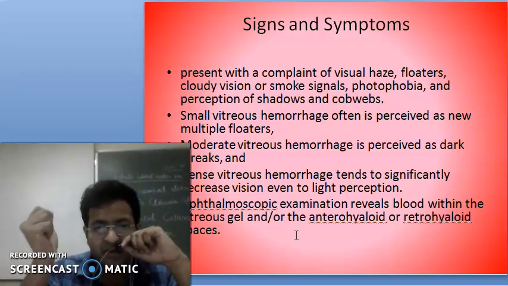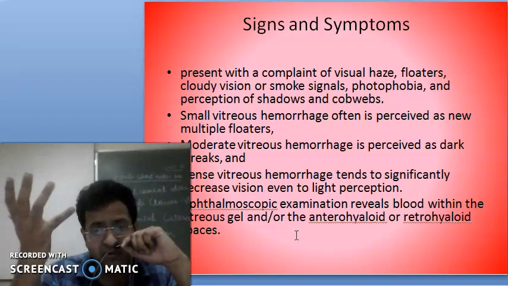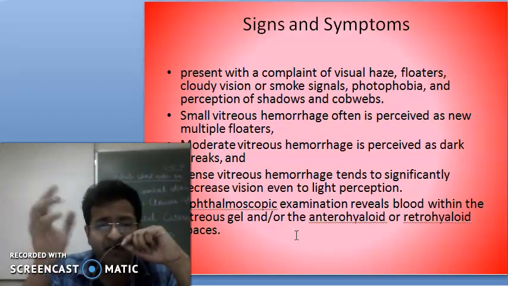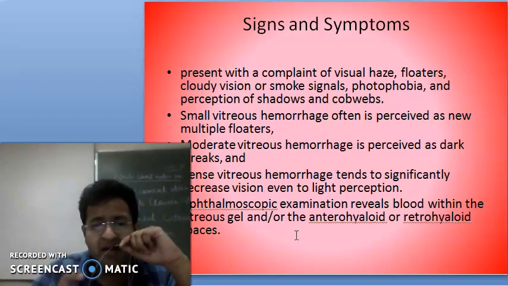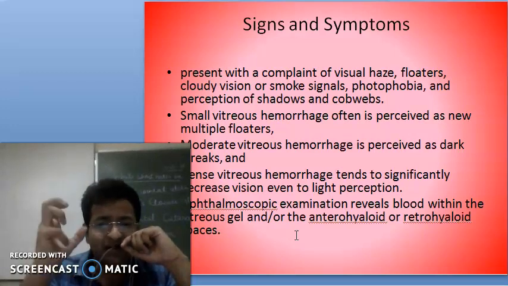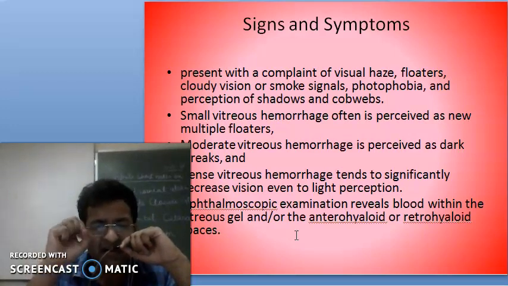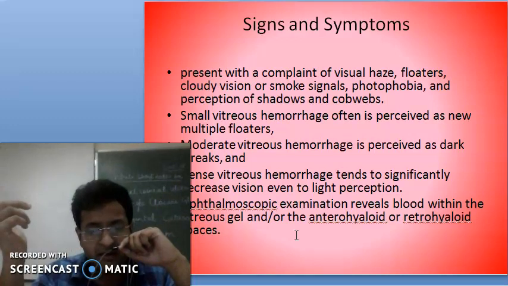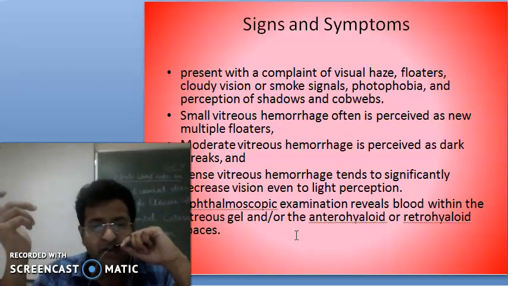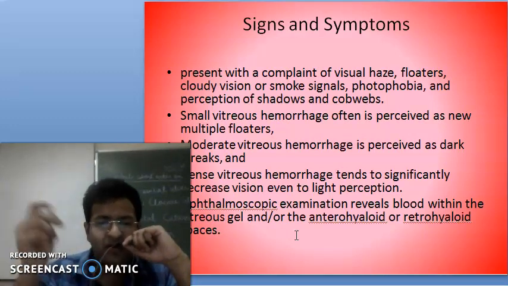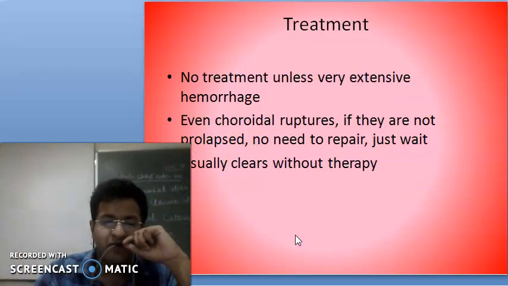Small vitreous hemorrhage often is perceived as new multiple floaters. Moderate vitreous hemorrhage is usually perceived as dark streaks. Dense vitreous hemorrhage tends to significantly decrease the vision even to light perception, and we have to evaluate ophthalmoscopically to see the blood within the vitreous gel or the anterohyaloid or retrohyaloid spaces. What is the treatment of vitreous hemorrhage? No treatment is given unless there is a very extensive hemorrhage.